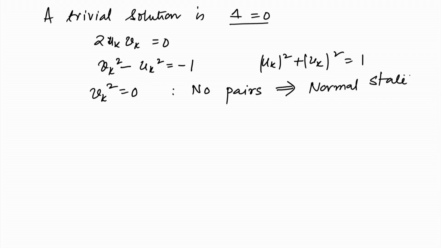So, the trivial solution is important because it talks about the normal state, but at the same time it gives a meaning to delta. Now, delta can be used as an order parameter for the superconducting transition, because in the normal state delta is equal to 0, and delta is not equal to 0 for the superconducting state.